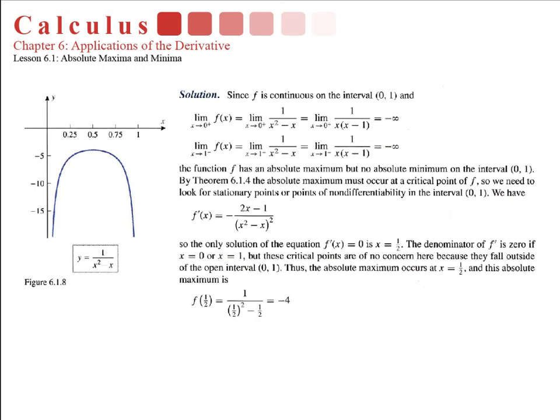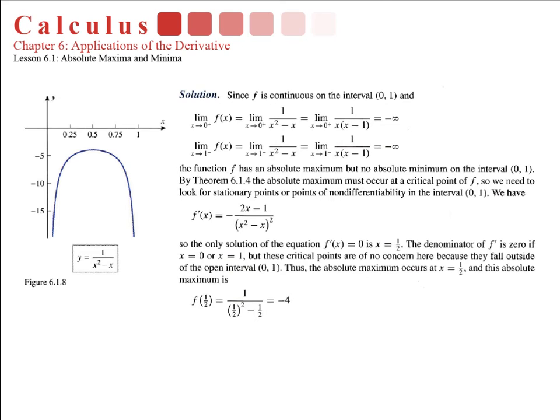And when we take the derivative, we get f prime of x is equal to negative (2x minus 1) over (x squared minus x) quantity squared. Now, notice we have a quotient. The only thing we have to do is set the numerator equal to 0, and that's when we can figure out where the critical point is. So we end up getting x equals 1/2. Plugging in 1/2 into the function gives us an absolute maximum of -4.